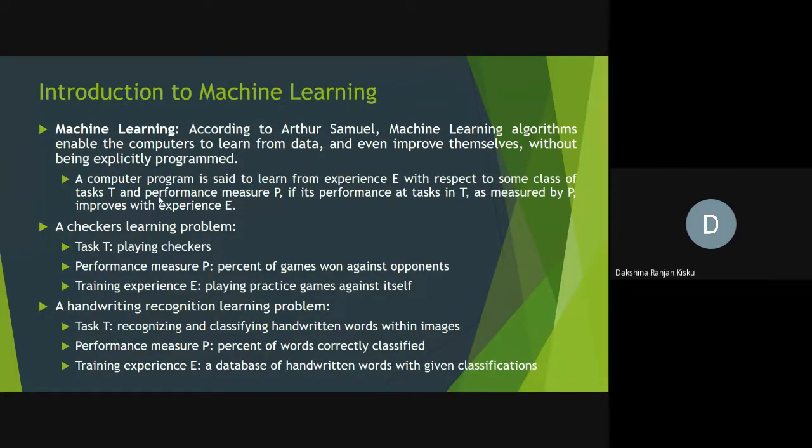Arthur Samuel defined the term machine learning. Okay, so according to Arthur Samuel, machine learning algorithms enable computers to learn from data and even improve themselves without being explicitly programmed. Okay, so this was the definition which was coined by Arthur Samuel.